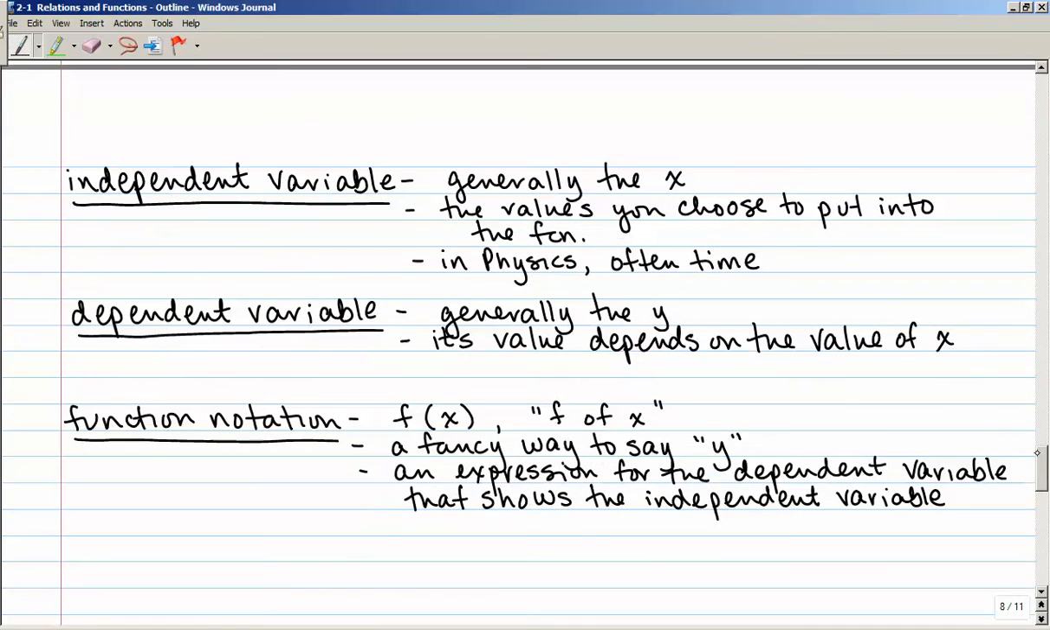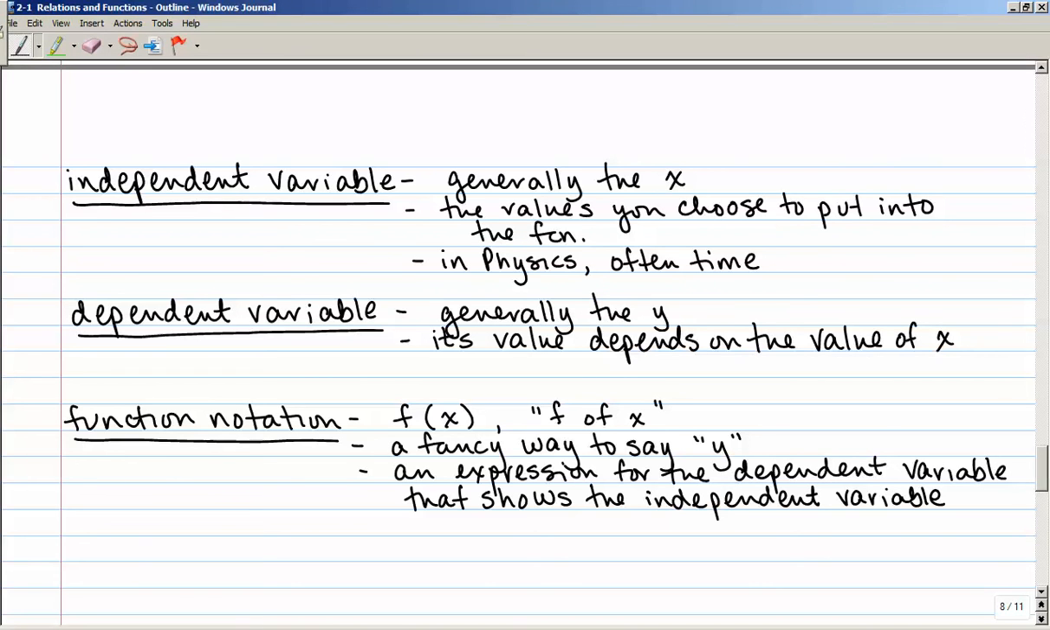A couple terms you may remember from Algebra 1. The independent variable, that's generally the x. Those are the values that you choose to put into a function. And in science, the independent variable is often the time, and that's going to be on the horizontal axis. The dependent variable is generally the y, and you can think of it this way. Its value depends on what the value of x is.